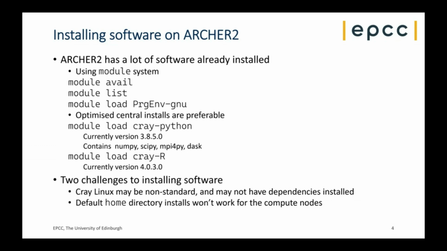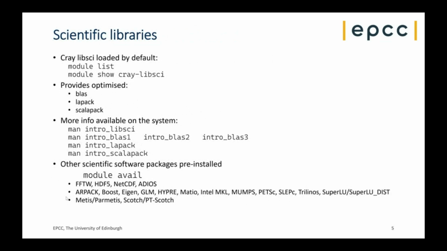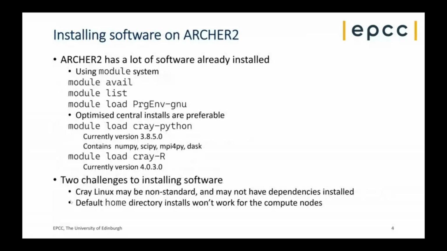We don't have that home file system available on the compute nodes, and most of the time you're going to be wanting to run things in the compute nodes. When you try and install things by default, they install on the home file system, and then you don't get them on the compute, the work file system. So we have to. There are a couple of ways we can get around these kind of things.